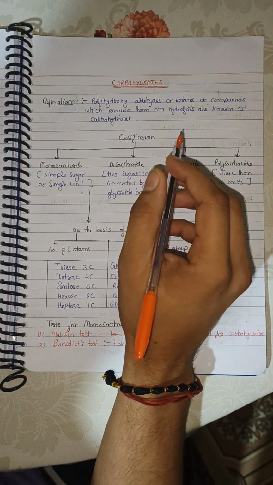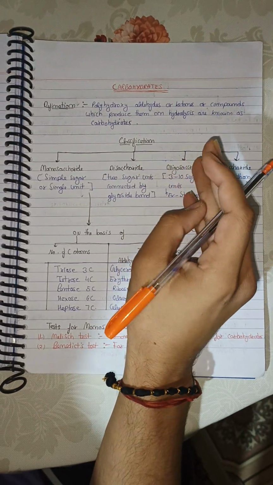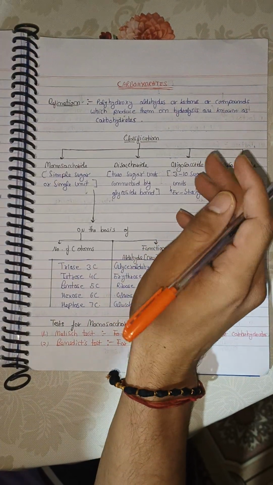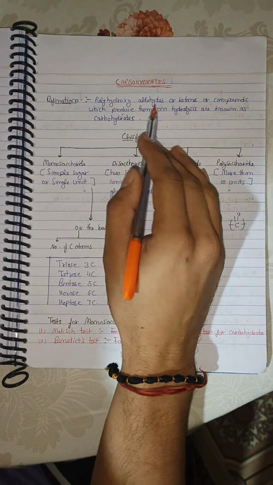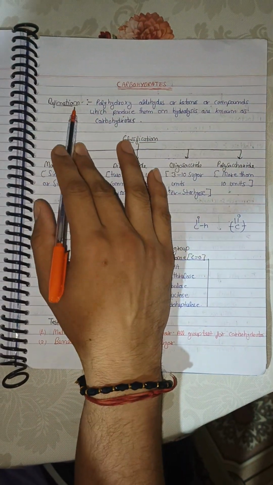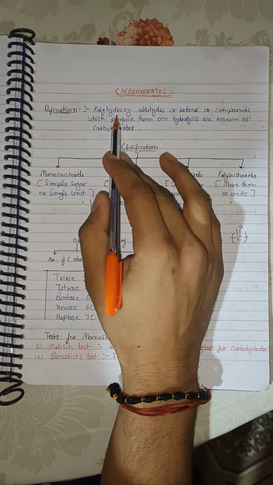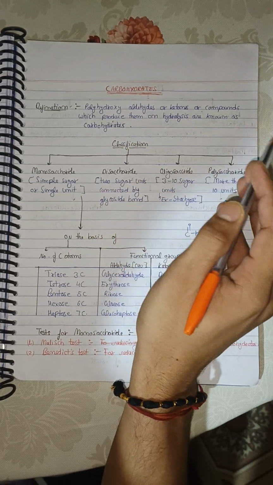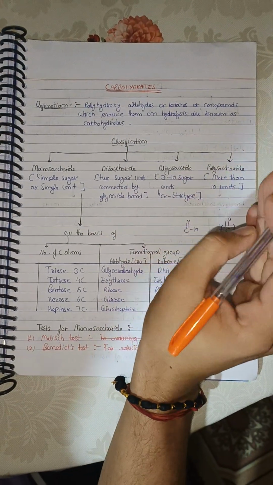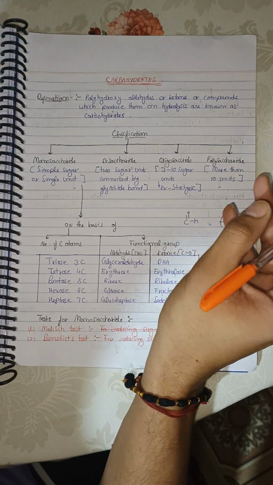So today my topic is carbohydrates, lipids, vitamins, cofactors and hormones. First of all, I want to describe the carbohydrates. So what are carbohydrates? Here is the definition. Carbohydrates are polyhydroxyaldehydes or ketones, or compounds which produce them on hydrolysis. They are known as carbohydrates.